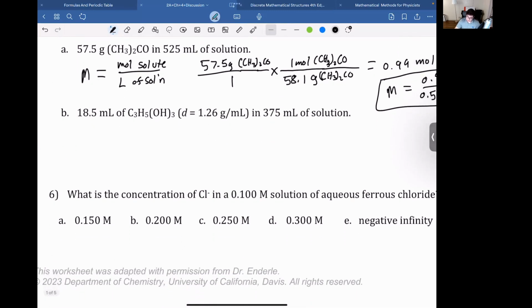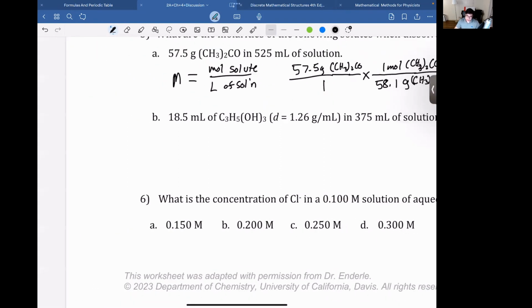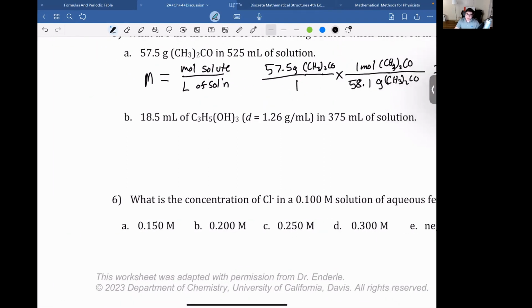It's just whatever makes it easiest for you. Part B says 18.5 milliliters of C3H5(OH)3, and you have the density, in 375 milliliters of solution. What we have to do here is find the grams. We have to convert from milliliters of our substance to grams, to moles, to molarity.